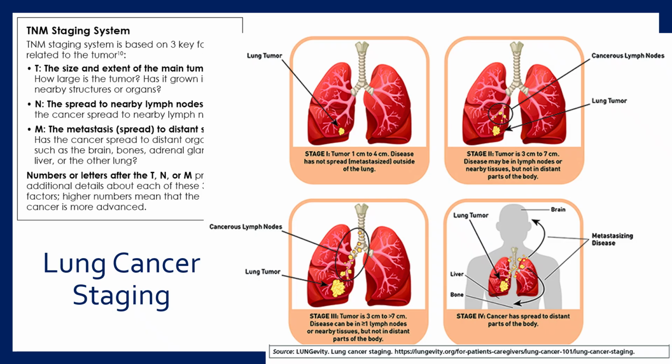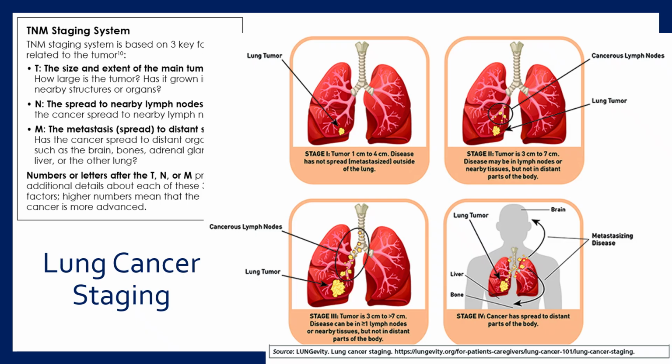When we combine T, N, and M, we get overall stage groupings. So stage 1 is small tumor confined to the lung, no lymph node involvement. Stage 2 is a larger tumor, possibly nearby lymph nodes are involved. Stage 3 is significant lymph node involvement, and we have local extension. And then stage 4, we would see distant metastasis and disease has spread beyond the chest. You can see that progression illustrated in the images on this slide, from a small isolated lung tumor to widespread metastatic disease.